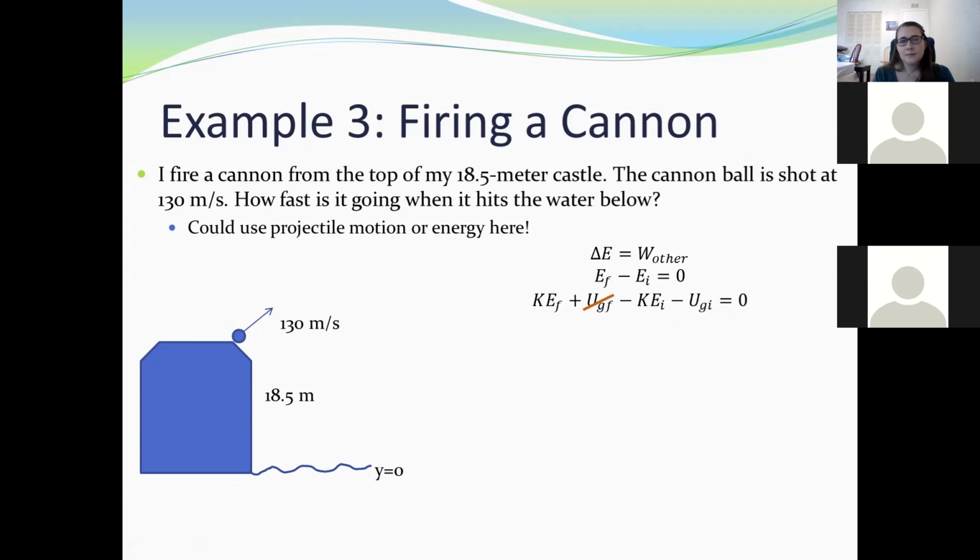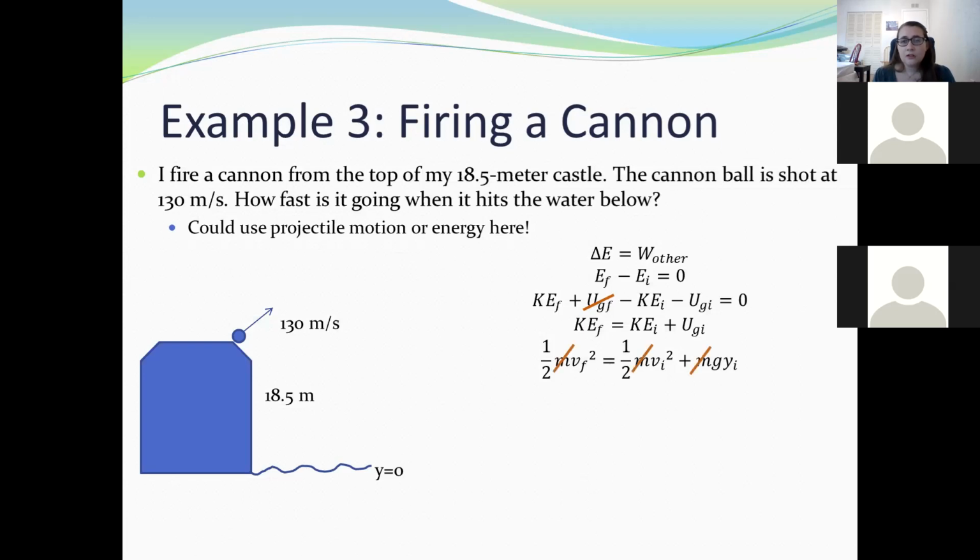Since I'm setting the ground, or the water, to be our 0 point, and the cannonball is ending up at the water, that means when it lands in the water, it has no potential to fall anymore. So at that point, its gravitational potential energy is 0. So we can rearrange this equation and get our final kinetic energy equals initial kinetic energy plus gravitational potential initially. So put in your equations for that. 1/2 mv squared final equals 1/2 mv squared initial plus mgy initial.